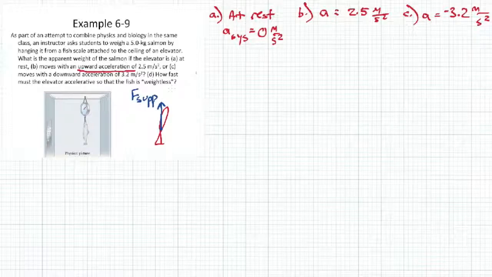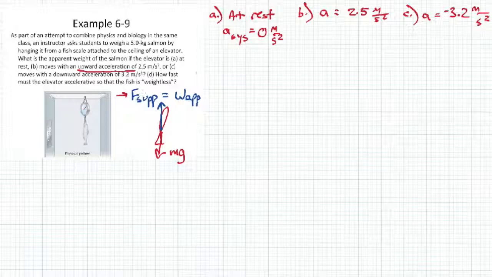We can call it the supporting force, which is the same thing as the apparent weight. This is what is connected to the scale, which actually gives us a readout. But we also have this downward force caused by gravity. The fish's mass times gravity. These two forces are both going to be in play in all three of these scenarios. What will change is the supporting force right here. That will change depending on if the elevator is moving upwards or downwards.